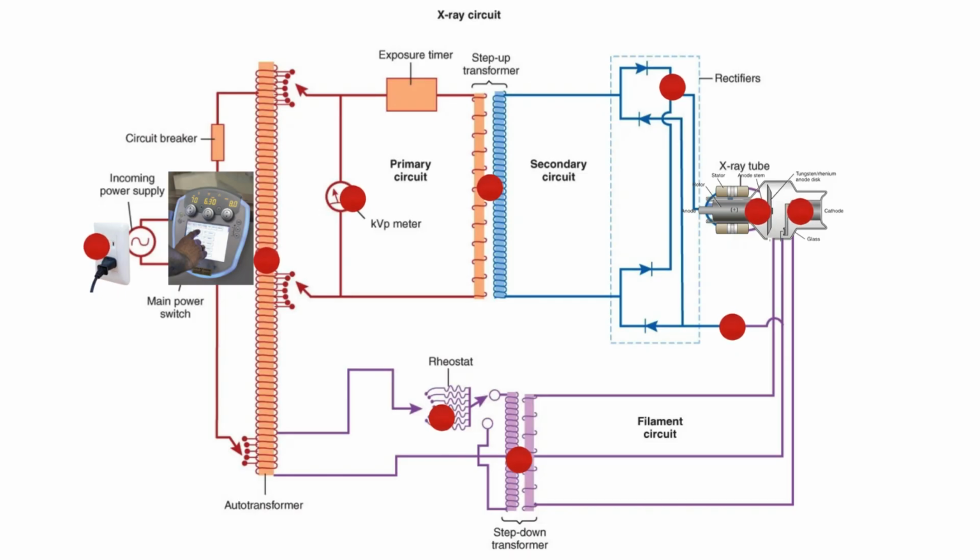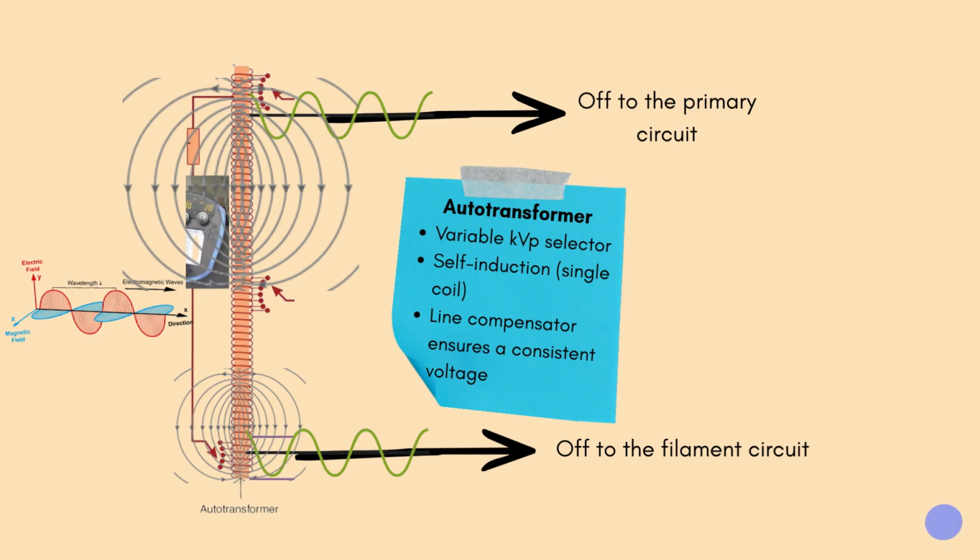If we go back here and click on this red flashing button now, what we're going to get is information on the auto transformer. The auto transformer could be called a variable KVP selector. It's what's going to set the pace for the rest of your KVP. It has a line compensator attached to it because through an outlet, yes, we get 220, 240 volts, but it's not perfect. And most electrical devices account for this, including the X-ray circuit.